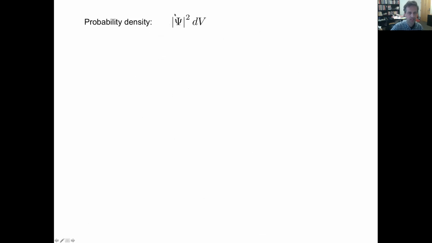Now I should be a little bit more careful with my definitions here. This is called the probability density, modulus square of psi. This is basically a volume element. So a density times a volume element means that you integrate over space. And that implies that this total thing here is called the probability.